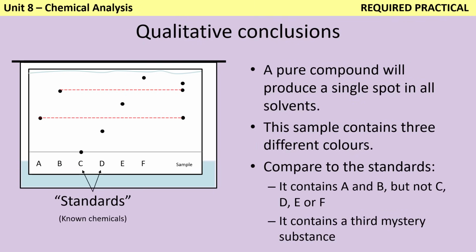Then I'm going to compare those 3 dots to the standards. You can see that I have one dot in my sample that is at the same height as standard B, so that tells me that my sample probably contains standard B, and then there's another dot at the same height as standard A, so that tells me that it also contains standard A, and the top dot doesn't line up with any of my standards, so I have something in my sample that is not any of those standards.